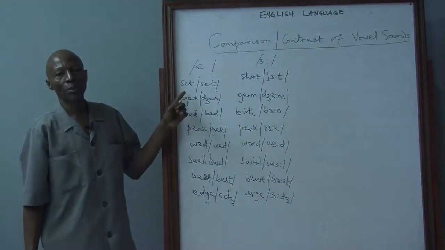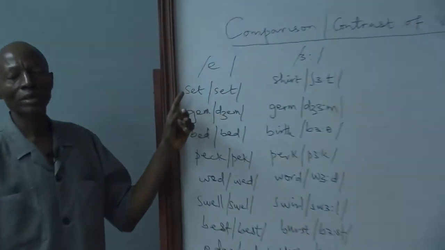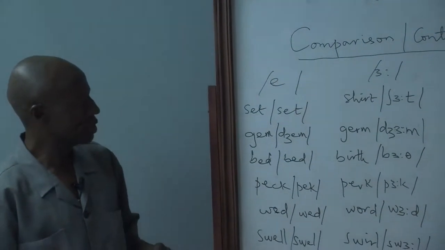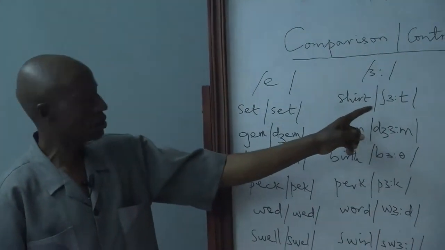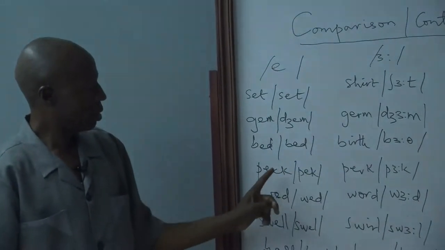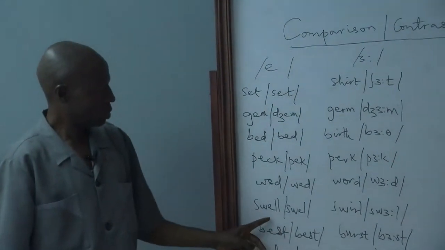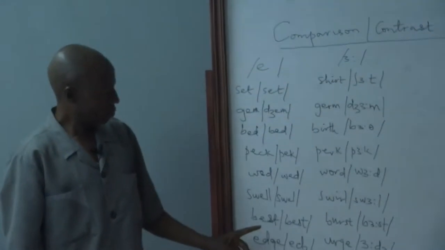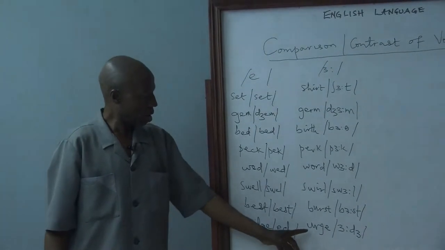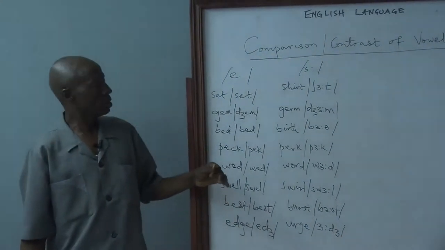Now we want to compare these two sounds, E and R. The first one is a short vowel, while the second one is a long one. Let's listen. Set, shirt, gem, germ, bed, birth, peck, perk, word, swear, sir, best, burst, urge, and some other words that can be so compared.